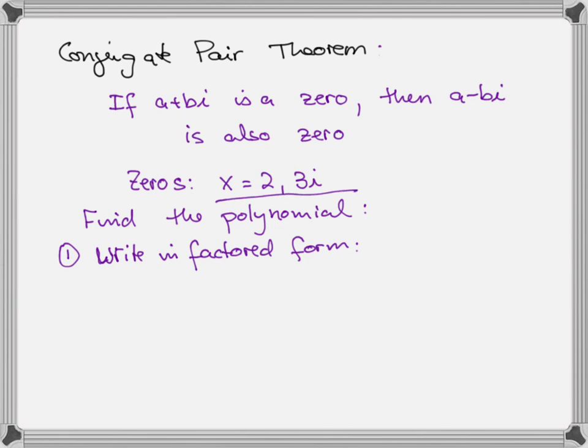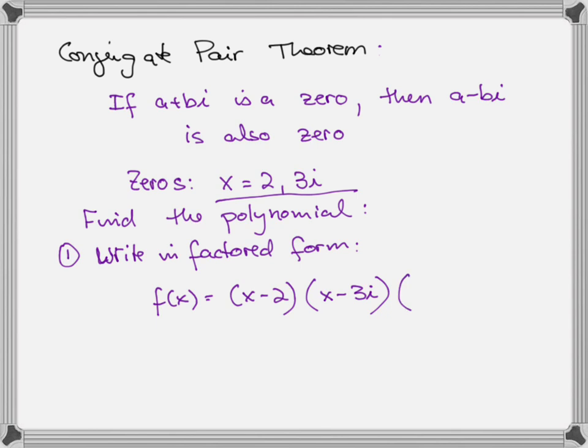If 2 is a 0, what is the factor? X minus 2. If 3i is a 0, what is the factor? Well, same thing, Mackenzie. X minus 3i. But now, I'm not giving you that. You have to know there's another one. What is the other one?